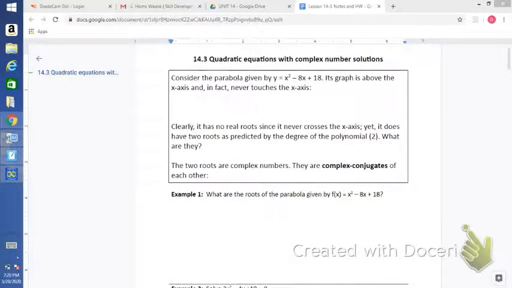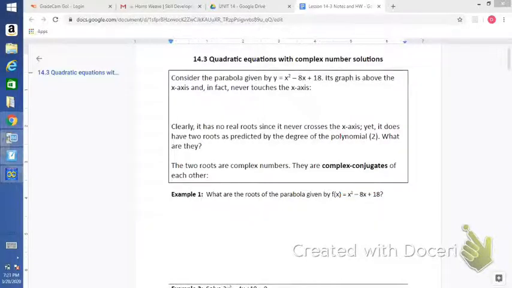So consider the parabola given by y equals x squared minus 8x plus 18. If we were to graph that, it would not touch the x-axis. The graph would be above the x-axis. Therefore, it would have no real roots since it didn't cross the x-axis. However, it does have two roots as predicted by the degree of the polynomial. The degree is 2. They are imaginary, so we're going to find them. And we're going to see that they're going to be complex conjugates of each other.